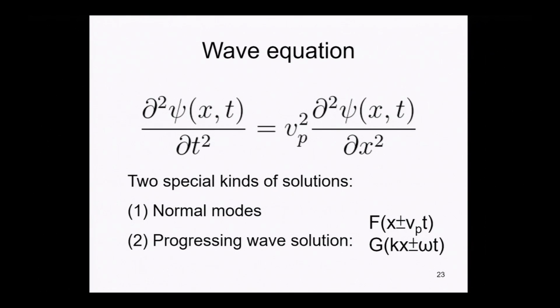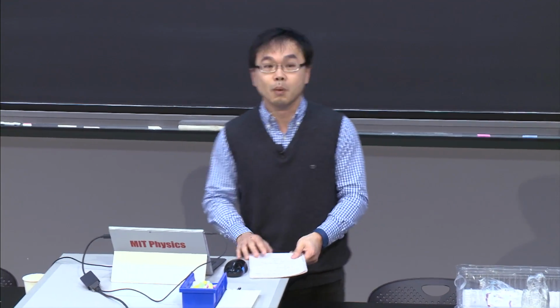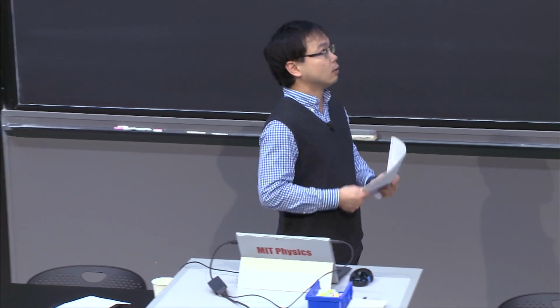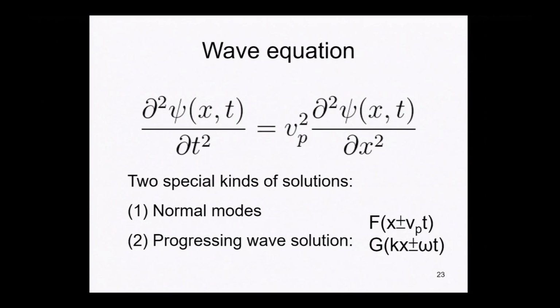It looks like this. I replaced T over rho L by Vp squared. By now, you know the meaning of Vp is the phase velocity. We discussed two kinds of solutions. The first kind is normal modes. The second one is the progressive wave solution, or traveling wave solution, whatever name you want to call it.